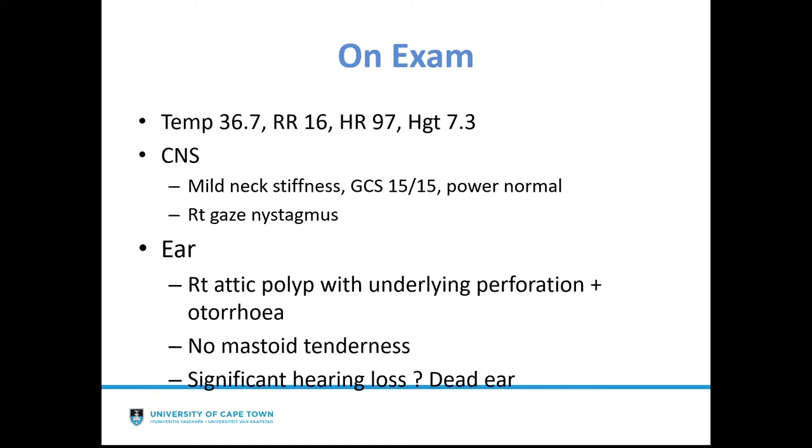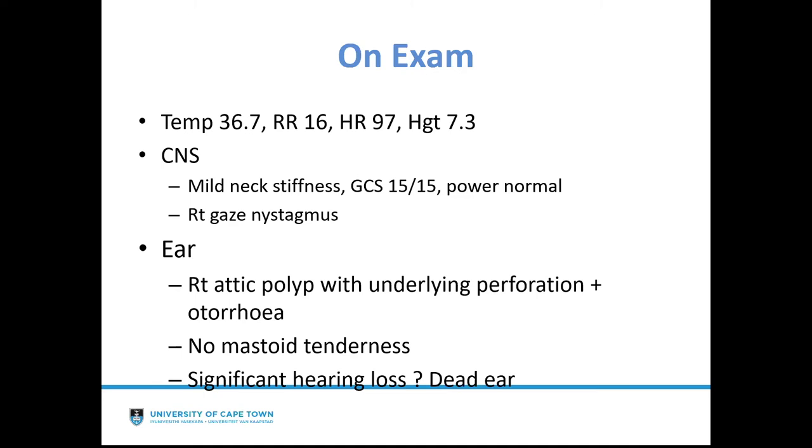On examination, these were vitals: the temperature was 36.7, her respiratory rate was fine, slightly borderline tachycardia, HGT was also normal. On systemic examination, she had neck stiffness, GCS was 15, power was normal, no focalizing signs, with a right-sided gaze and nystagmus. On ear examination, she had a right aural polyp with an underlying perforation plus otorrhea. No mastoid tenderness or swelling, but significant hearing loss with the possibility of a dead ear, as Weber was lateralizing to the left ear with no response on Rinne. Otherwise, the rest of the cranial nerve examination was essentially normal.